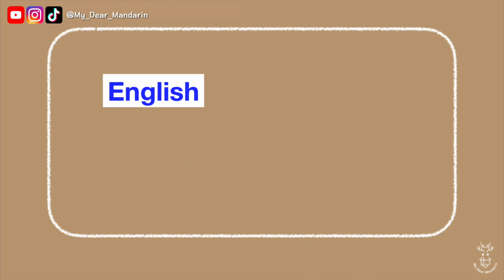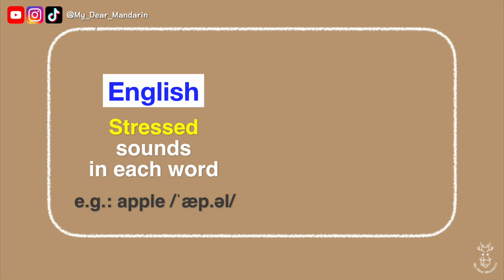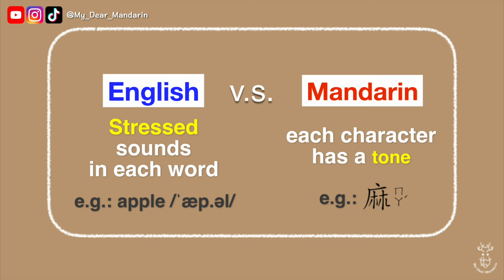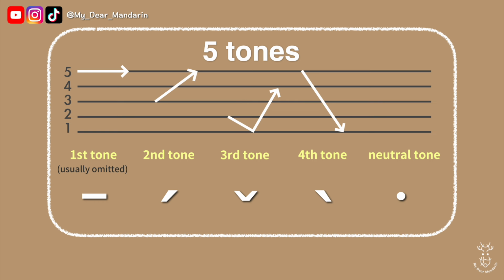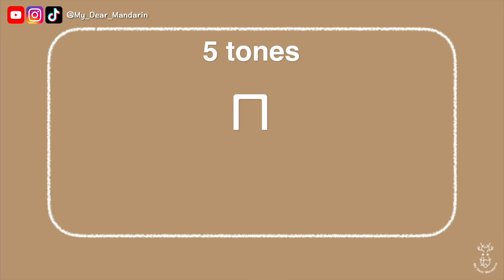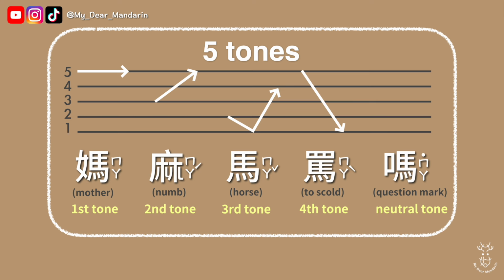The second difference is the tone. In English, there are stressed sounds in each word, but in Mandarin, each character has a tone. There are a total of 5 tones in Mandarin. For example, the Zhuyin combination ma. It can be ma ma ma ma ma. And the tones in Mandarin are usually considered difficult by Mandarin learners. But don't worry, we will help you get through it.